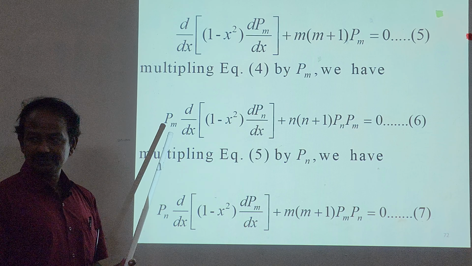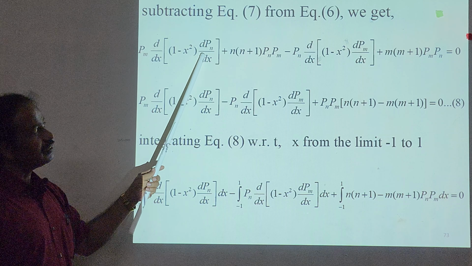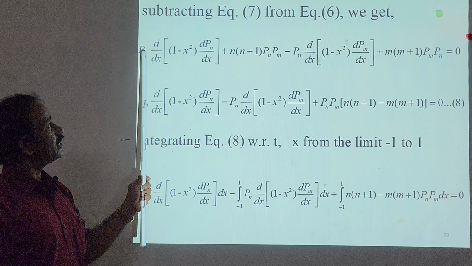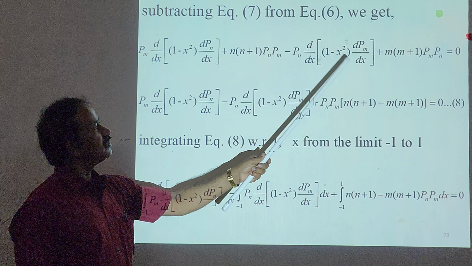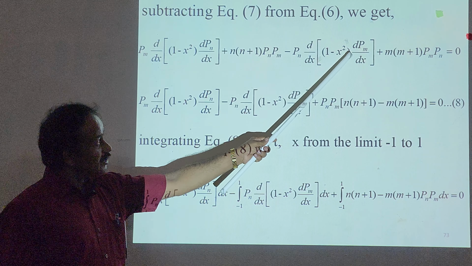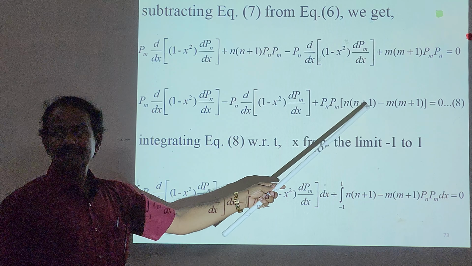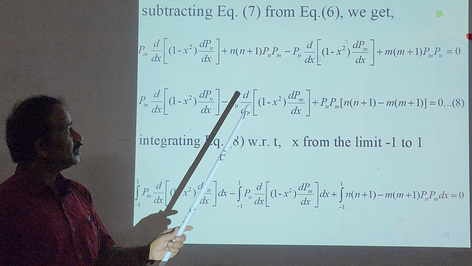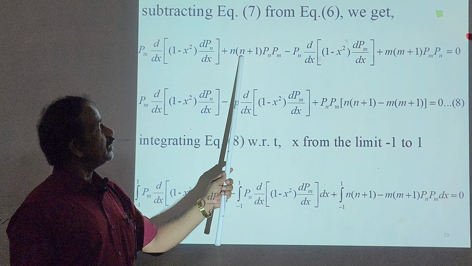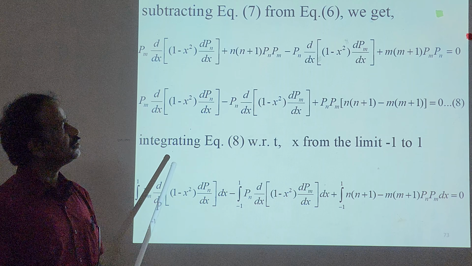You subtract this by this: 6 minus 7. So the 6th equation is here, minus the 7th equation is here. This is your 6th equation, this is your 7th equation. Now I have taken this first term here, and I have clubbed together this term and this term exactly like this. Taking Pn Pm common out, we can write Pn Pm times n into n plus 1, and minus m into m plus 1, equal to 0. Is it okay?